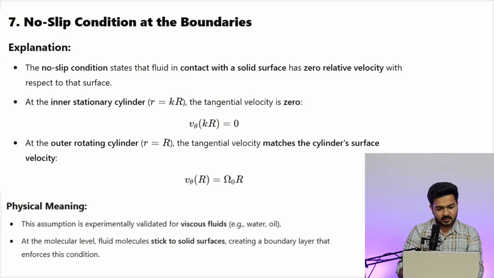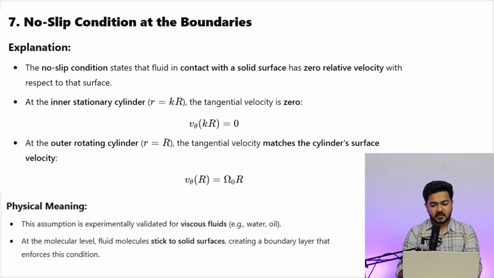Here it is written that the no-slip condition states that the fluid in contact with a solid surface has zero relative velocity with respect to the surface, that is the same meaning. At the inner stationary cylinder, r equals kR, the tangential velocity is 0, that is v theta at kR equals 0. At the outer cylinder, r equals capital R.